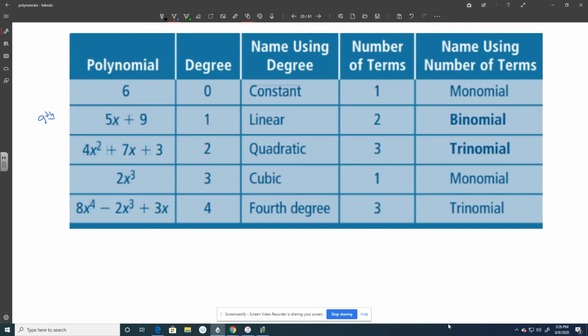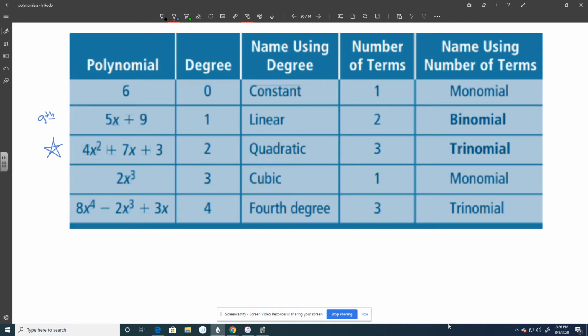Quadratics have the highest power of 2. And we call that a quadratic. And that's going to be our bread and butter this year. That's going to be what we spend the majority of our time studying, is quadratics like this one. And they go on. If it has x to the 3rd, we call it cubic. If there's a 4th power, we call it a 4th degree.